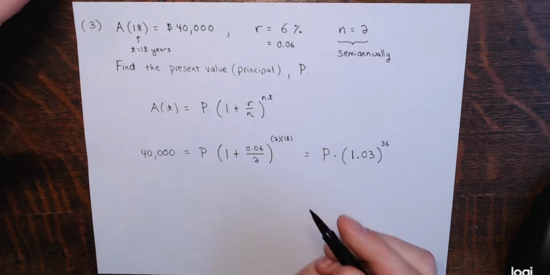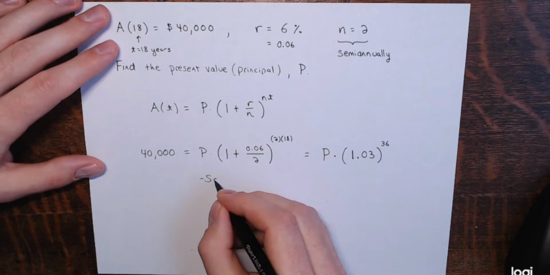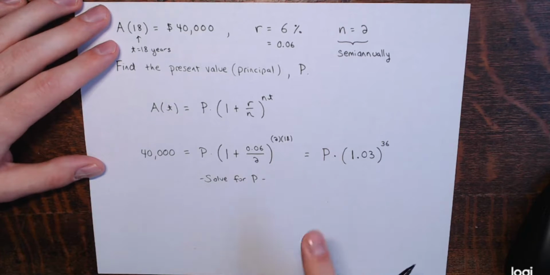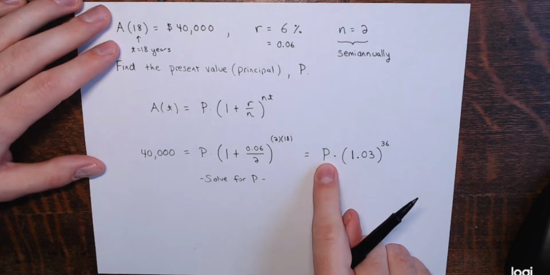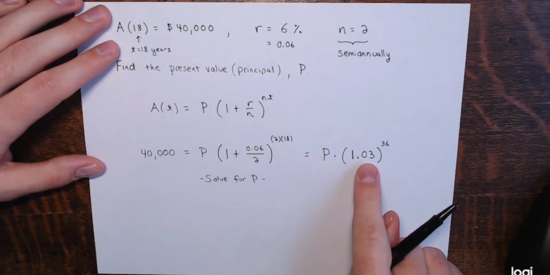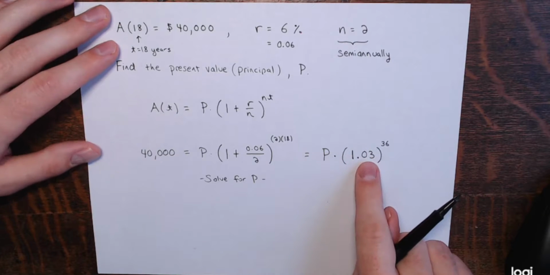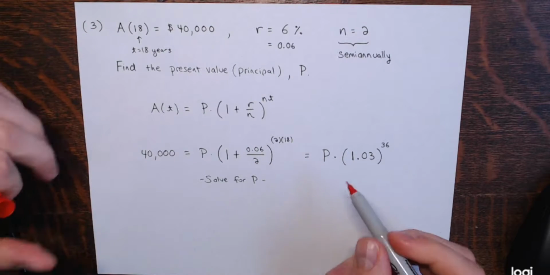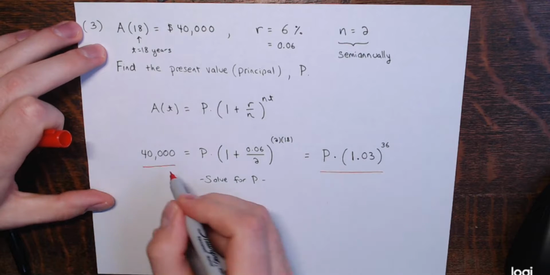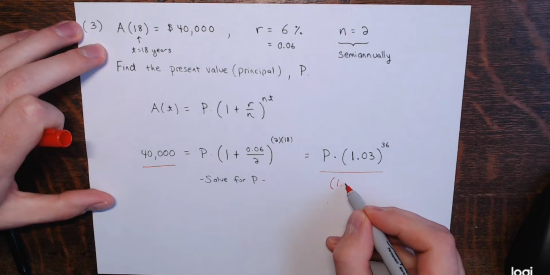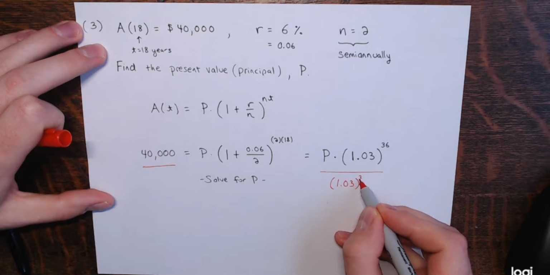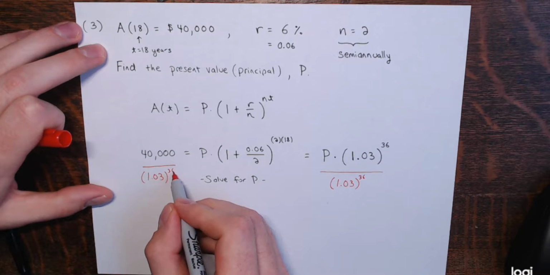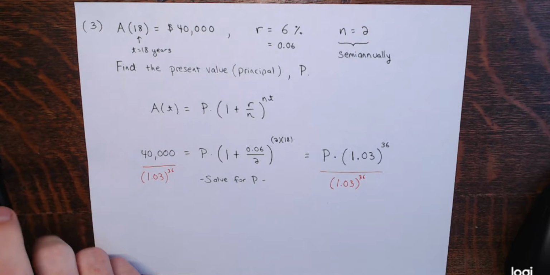And then we solve for P. It's an equation that we can easily solve for P. Over here on the right side, I have P times some number. So in order to get P alone, I simply have to divide both sides by that number, which is whatever 1.03 to the 36 power is. And I do it to both sides. And there we go. I mean, there's our answer.